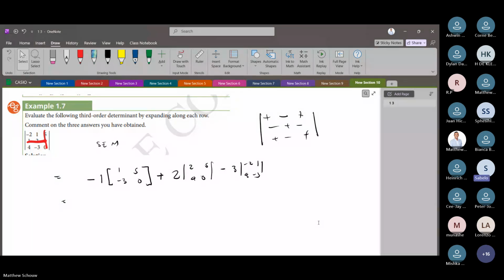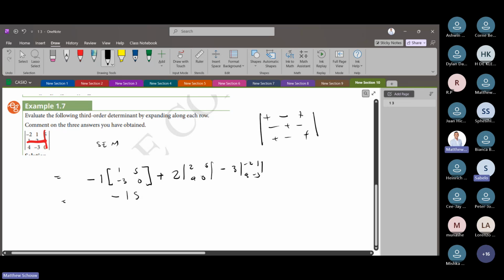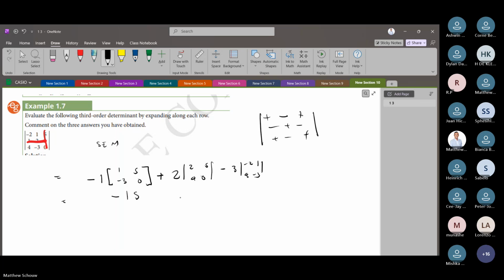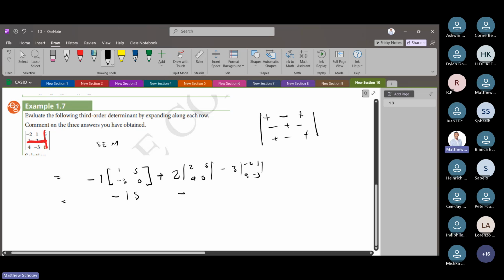I think the first one must be -15. That's what I get. Okay, I appreciate. The second one is -40. -14, am I right? 40. 40, okay, cool. Perfect.